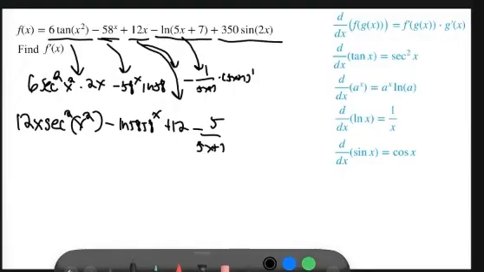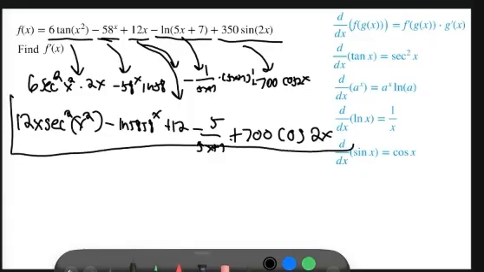So the fifth term is 350 sine 2x. And as we know from before, the derivative of sine u is cosine u times u prime. So we get 700 cosine 2x, because 350 times 2 is 700. And once we combine everything, this would be our final answer.